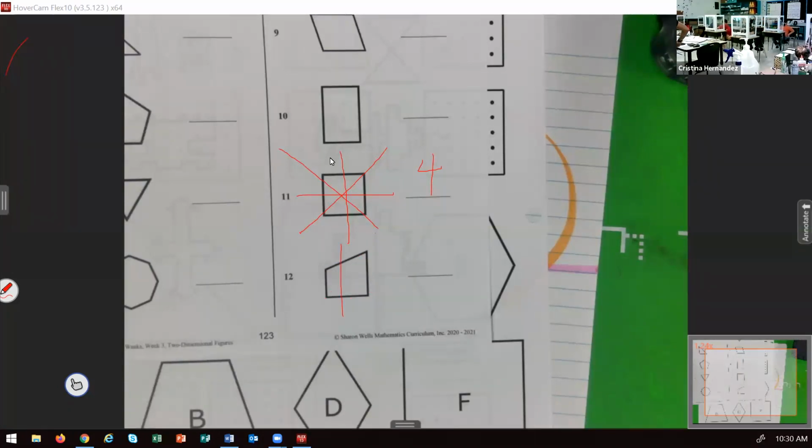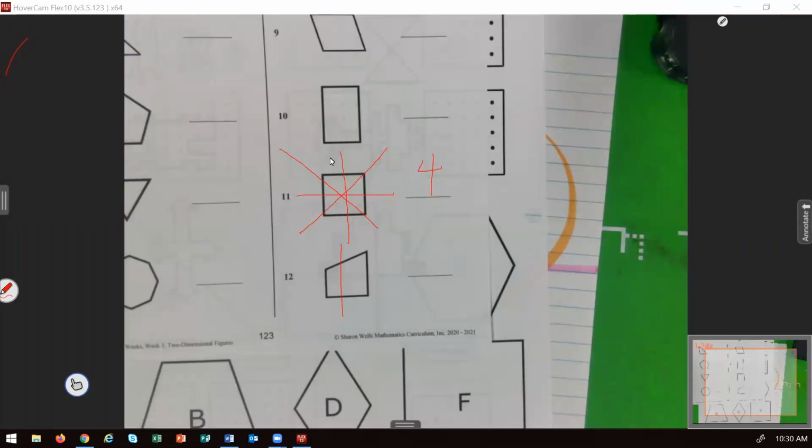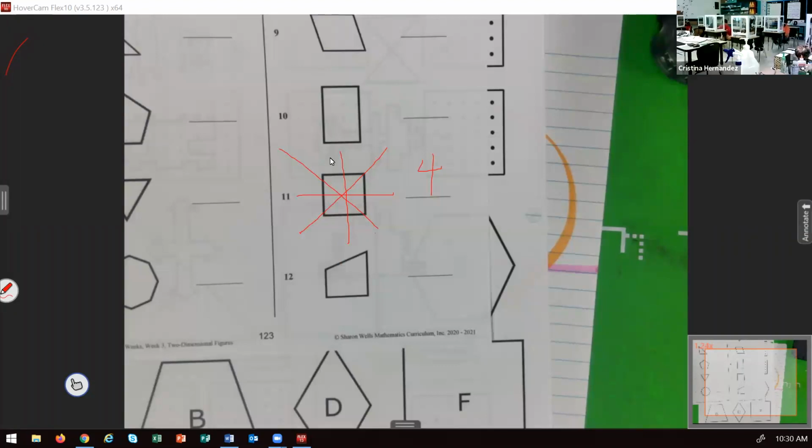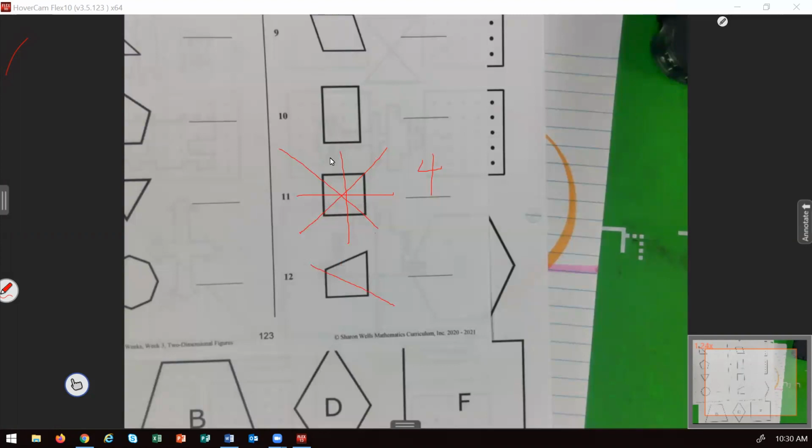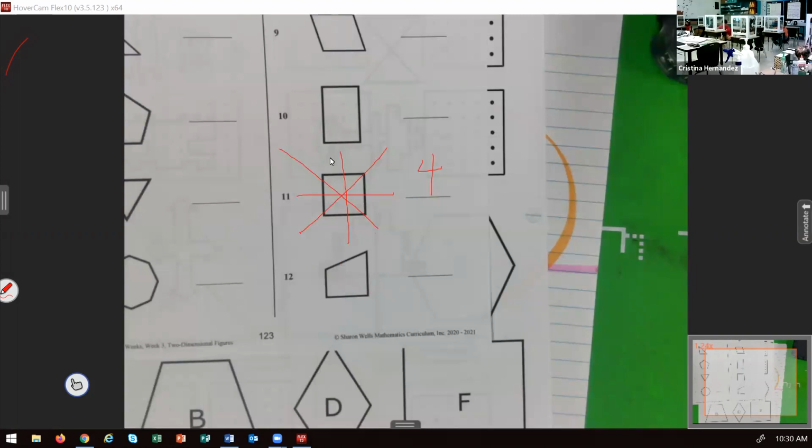Jacob, is it a line of symmetry? That is not a line of symmetry. What about this way? No. So does this shape have any lines of symmetry? No. Zero.